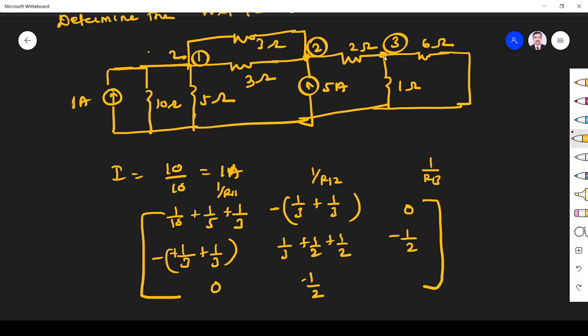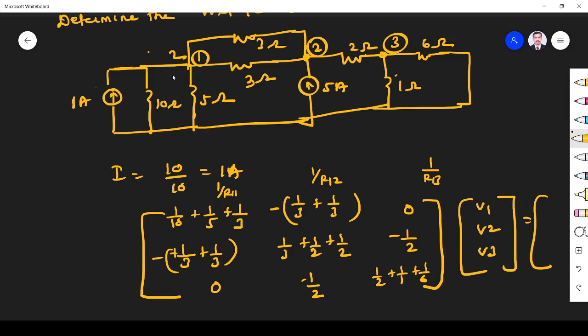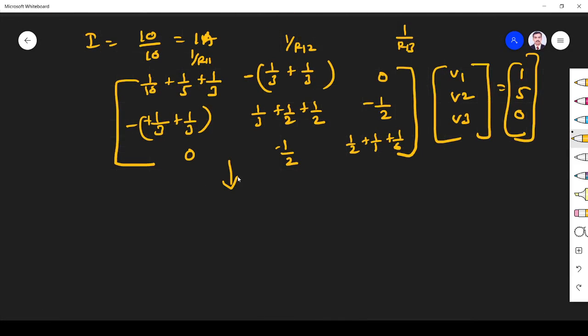R33 means what are resistors connected with node 3? 2 ohm, 1 ohm, 6 ohm. So 1 by 2 plus 1 by 1 plus 1 by 6. Next, V1, V2, V3 is equal to current coming to node 1 is 1 ampere, current coming to node 2 is 5 ampere, current coming to node 3 is 0. Fine. Okay, now I have to find del value. This matrix will give del value, that will be given as del is equal to 0.9. I want del V2, because I want to find V2 only. So V1 will be as it is.